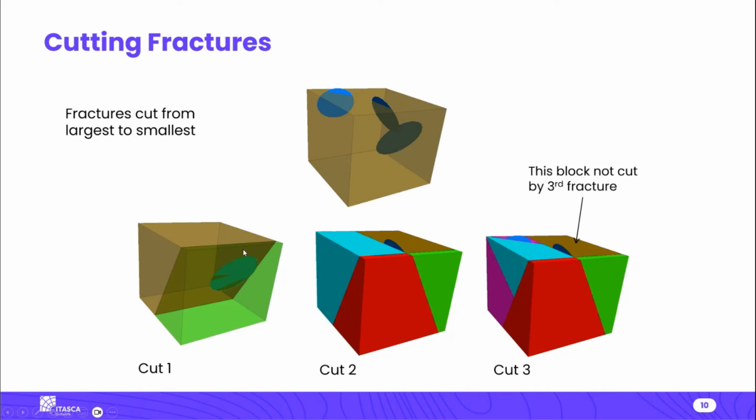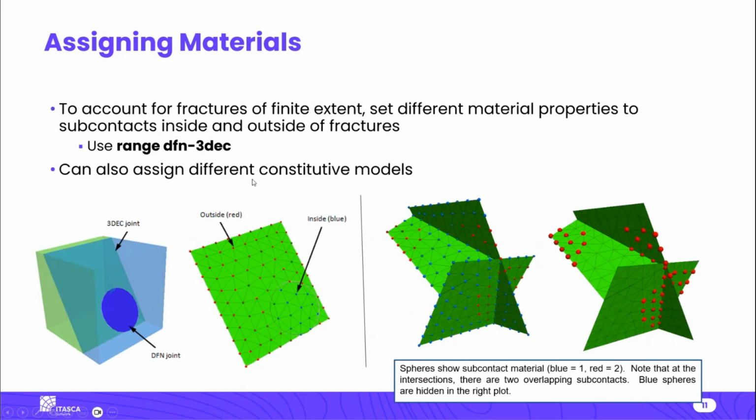But now you've still got a problem. You've got joints in here that are bigger than the actual joints of the DFN. So what do you do? To account for that, you assign different properties to the subcontacts inside of the fracture and the subcontacts outside of the fracture. And there are built-in commands to make that relatively easy.